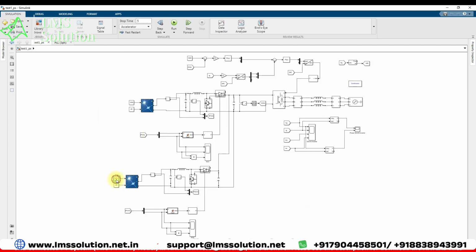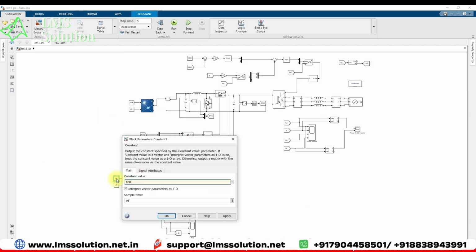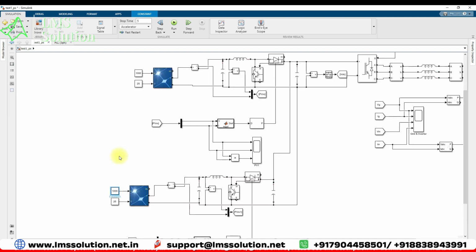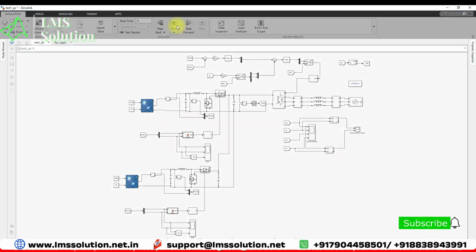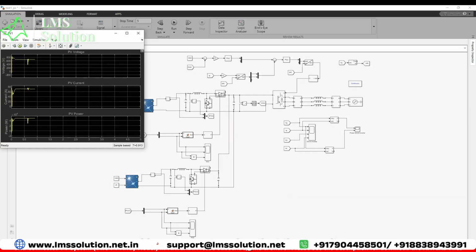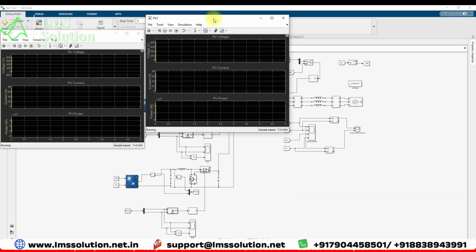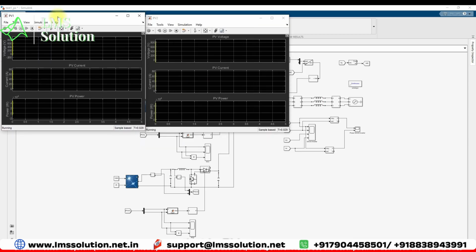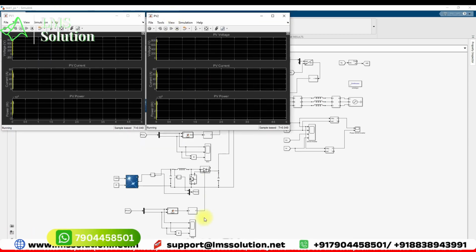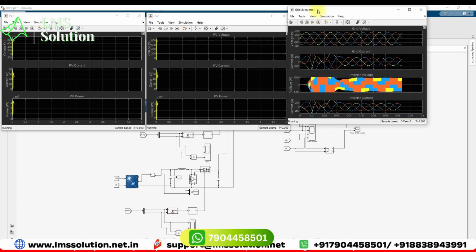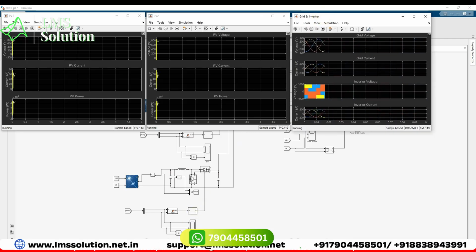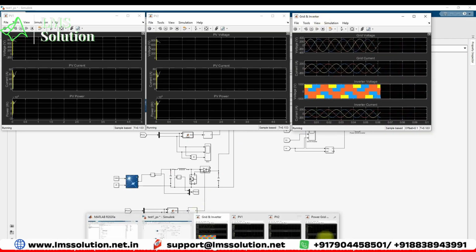So now I'm going to simulate this model in order to test the system. Initially I'm going to keep the irradiation of both PV arrays at 1000 watts per meter square. You will check the results. Here I'm going to simulate this one. Here we are seeing the result of PV1 and PV2, that means PV array 1 and PV array 2, and then here we are seeing the grid voltage, current and inverter voltage and current.